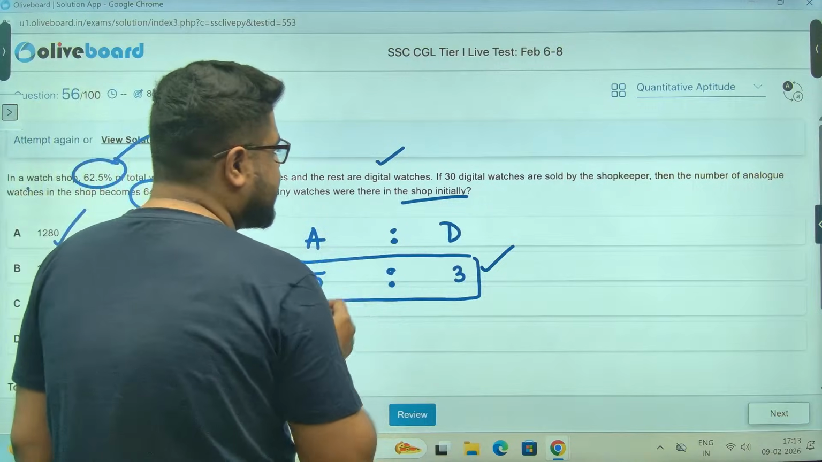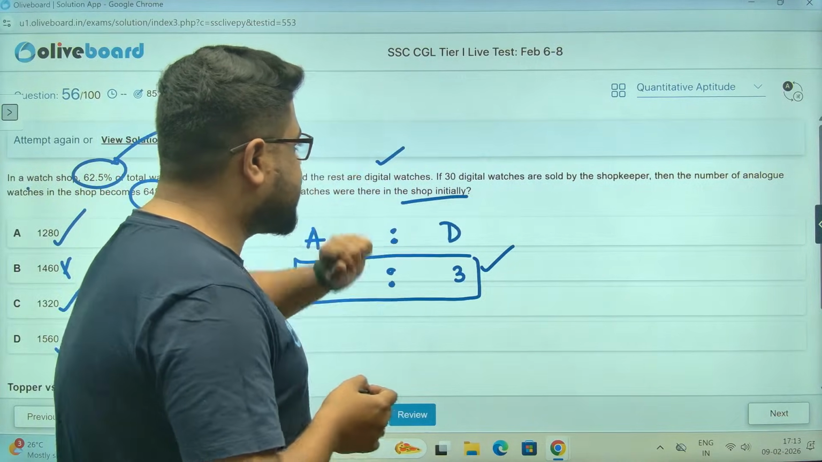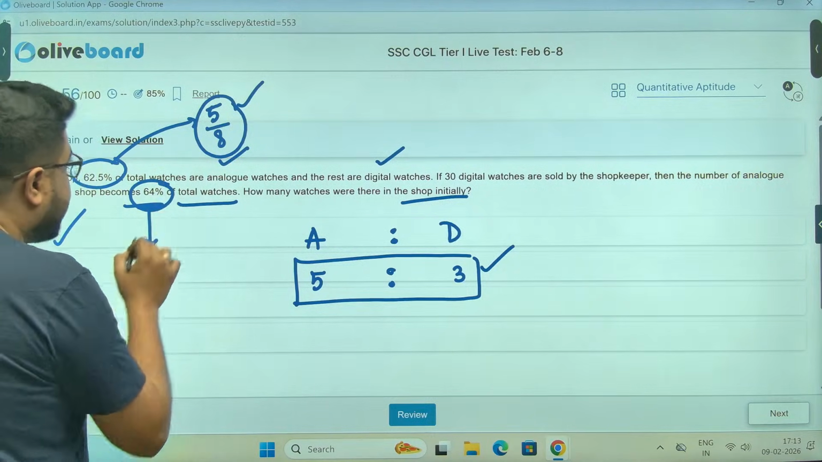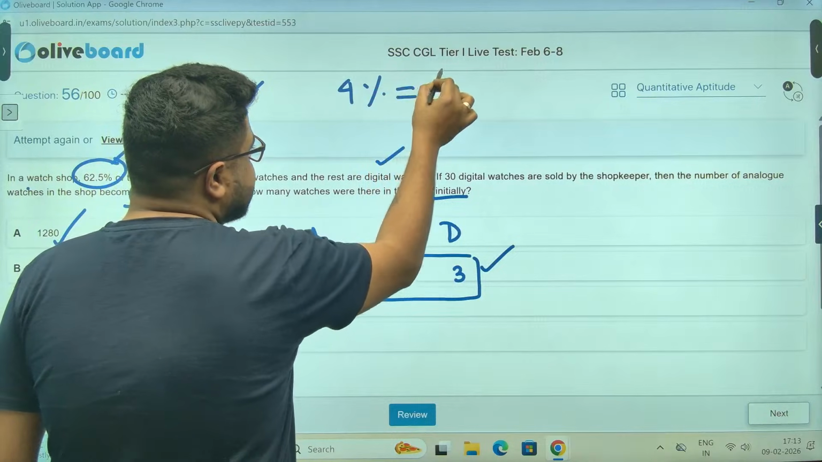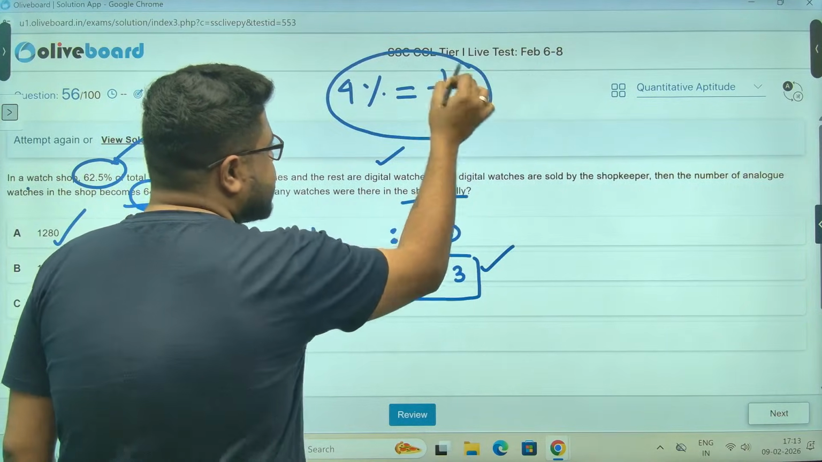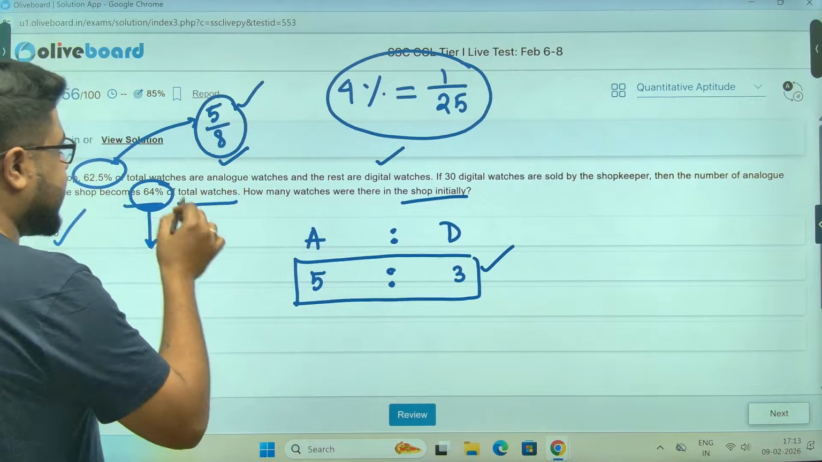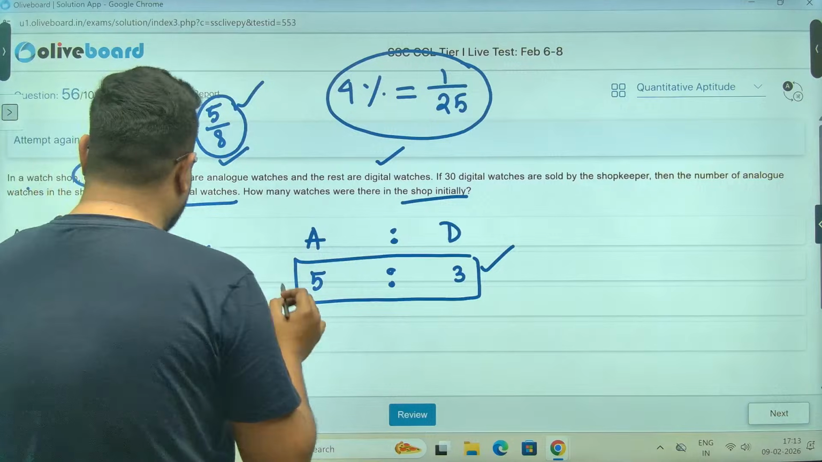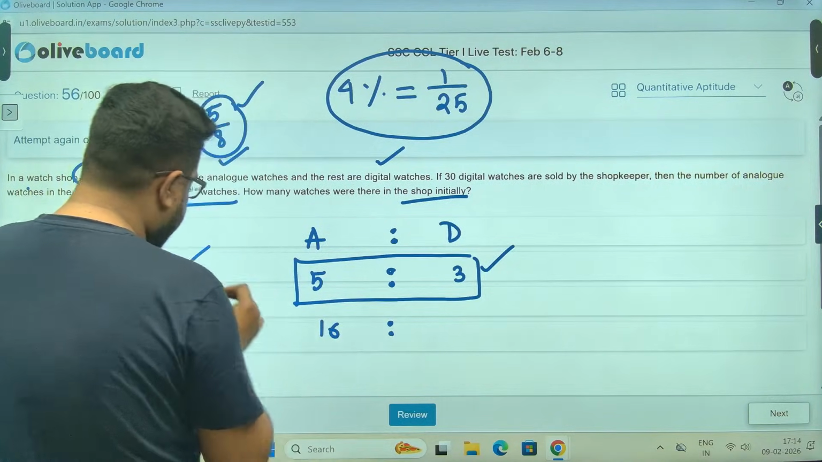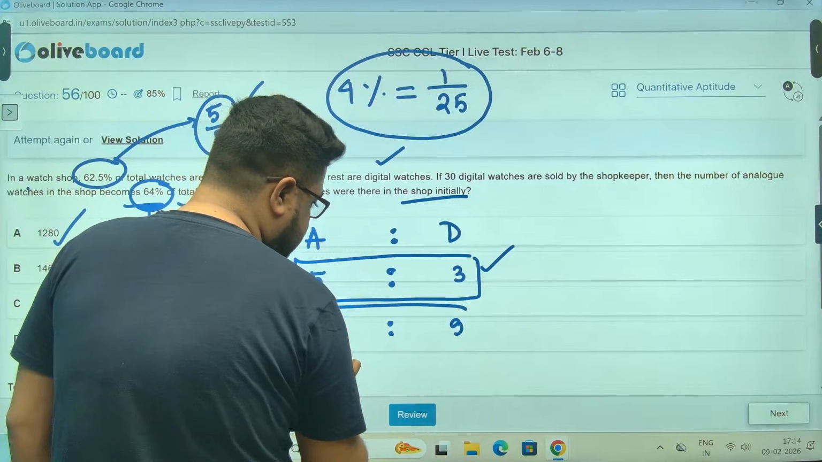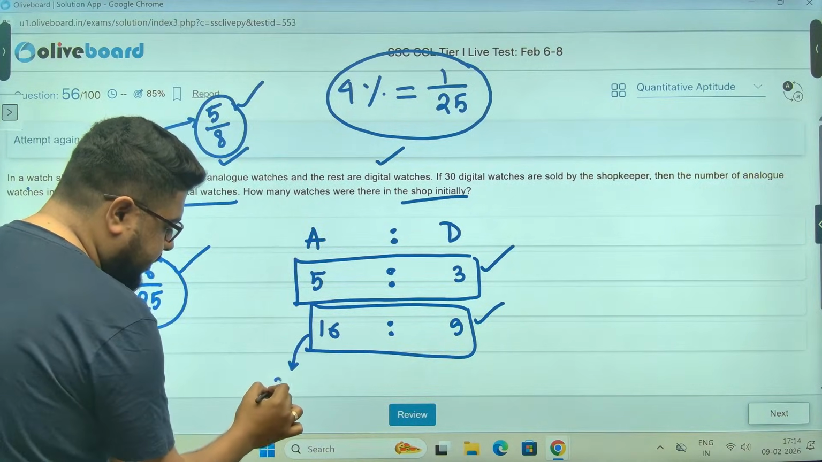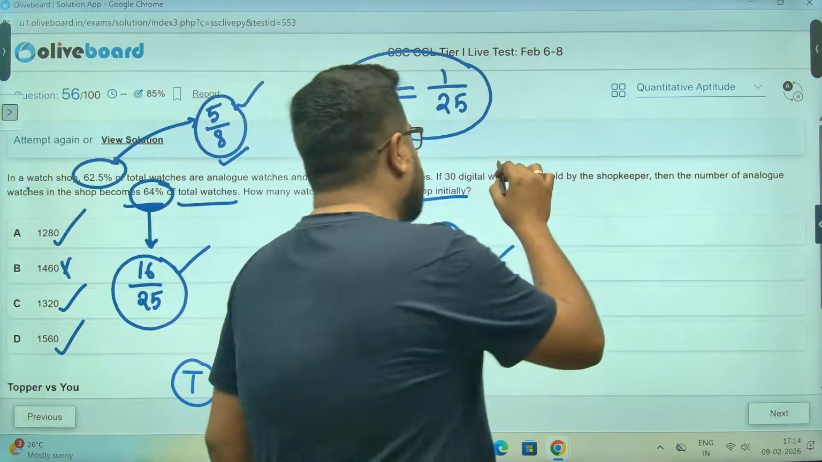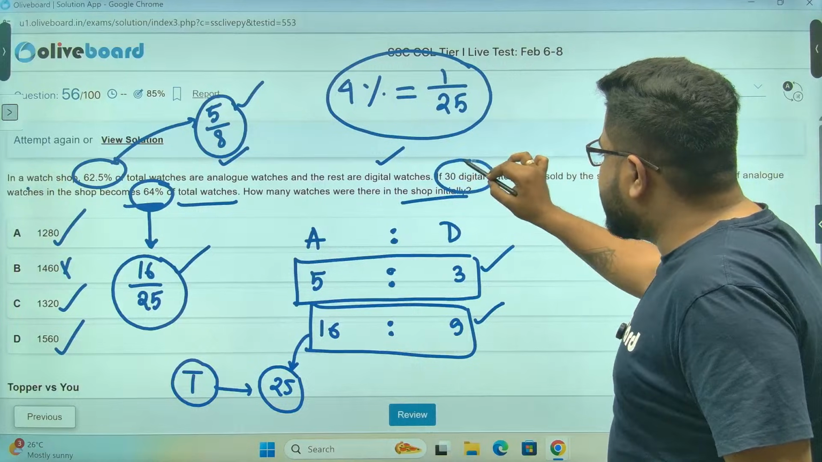Using the second option, can I do anything? 30 digital watches are sold. Okay. Then it becomes 64%. So 64%, I told you guys in my classes, this is a very important value. This and 5%, 1 by 20, that is also. So 64% will be, sir, 16 by 25, because 16 fours are 64. So that means 16 analog watches out of total 25, meaning 9 digital. And total number of watches has to be a multiple of 25. Total will be a multiple of 25 after I have sold 30.